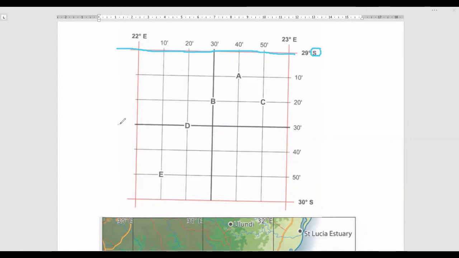The next line is the one drawn all the way here. Sorry, not that one there. We don't need the one there. The next line that we're now speaking about is a line that's moving all the way down here. And there's a line all the way here, which is 30 degrees south. So again, 29 degrees south and 30 degrees south. Between those two lines, you have a difference of 1 degree.